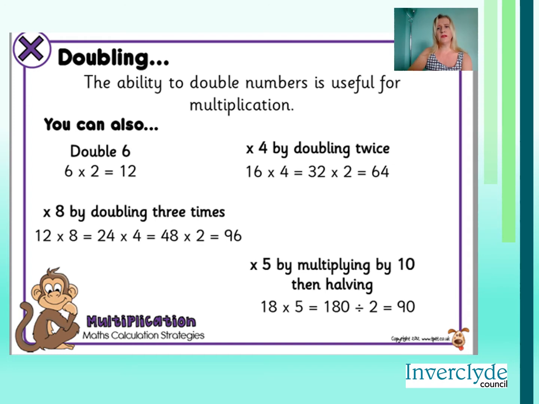When we double something, we are really just multiplying by 2. When you multiply by 4, it is just doubling and doubling again. And then, of course, multiplying by 8 is just the same as doubling 3 times. Let's have a go using the doubling strategy.